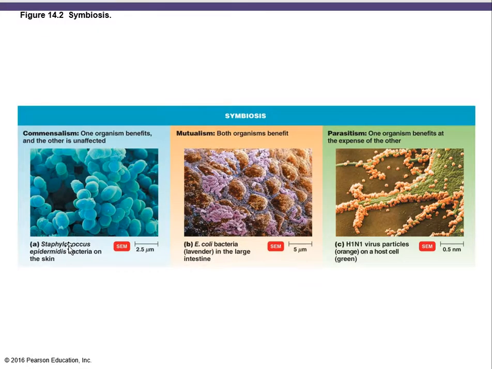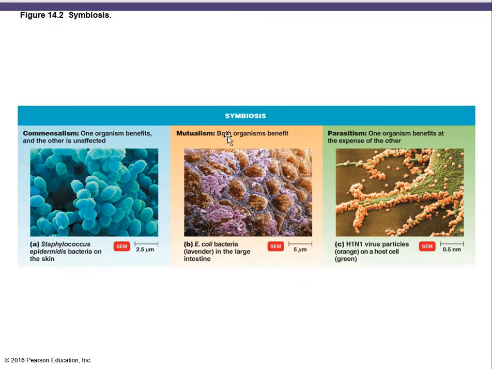Okay, so when we talk about commensalism, that means one organism benefits, the other one does not suffer. For example, we have Staphylococcus epidermidis and Staphylococcus aureus in our skin as normal microbiota, as we're going to talk in a minute. But we know that they don't cause any harm to our skin unless they become pathogenic. But under normal conditions, they're just there getting some benefit from our skin, but not prejudicing our body.